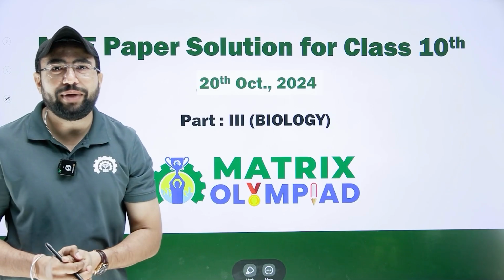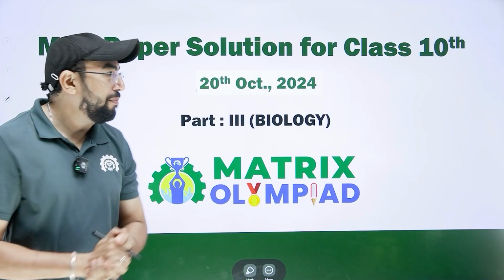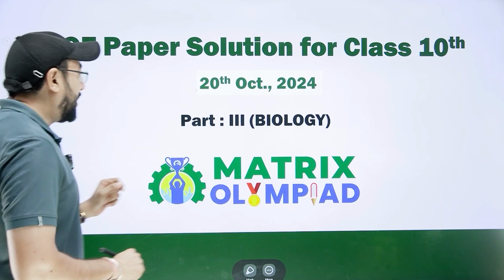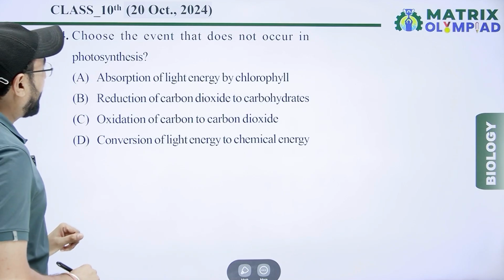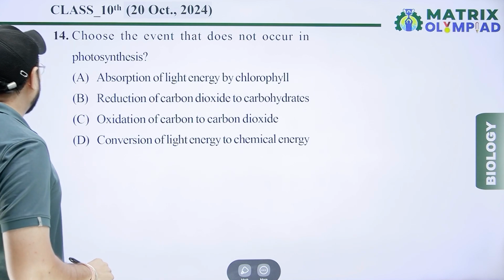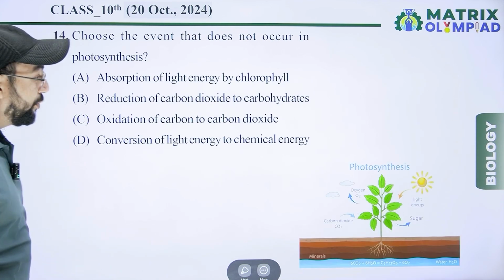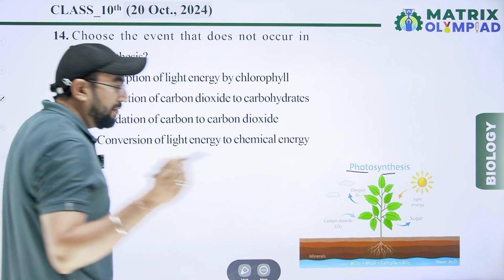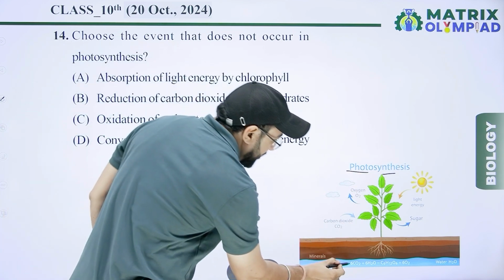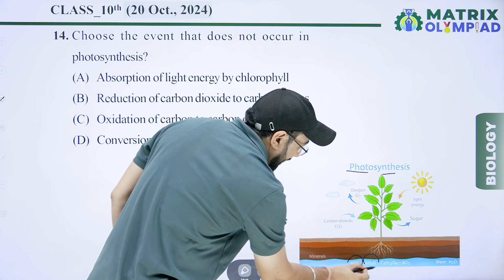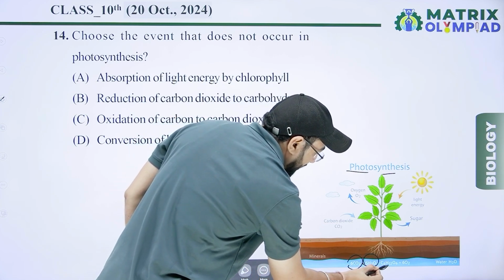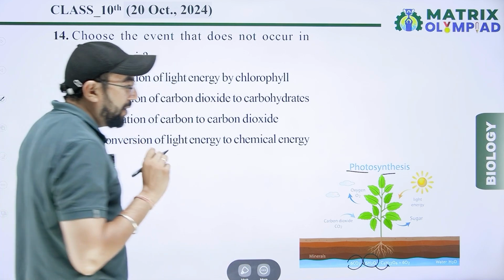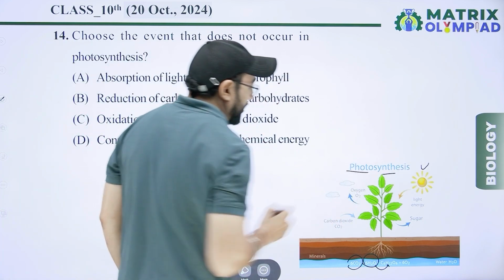Hello student, welcome to Matrix High School. Today we discuss Matrix Olympiad paper solution for class 10th biology. Let's start. First question. Choose the event that does not occur in photosynthesis. In photosynthesis, photo means light, synthesis means food formation. In photosynthesis, CO2 and H2O convert into C6H12O6 and oxygen in the presence of sunlight.